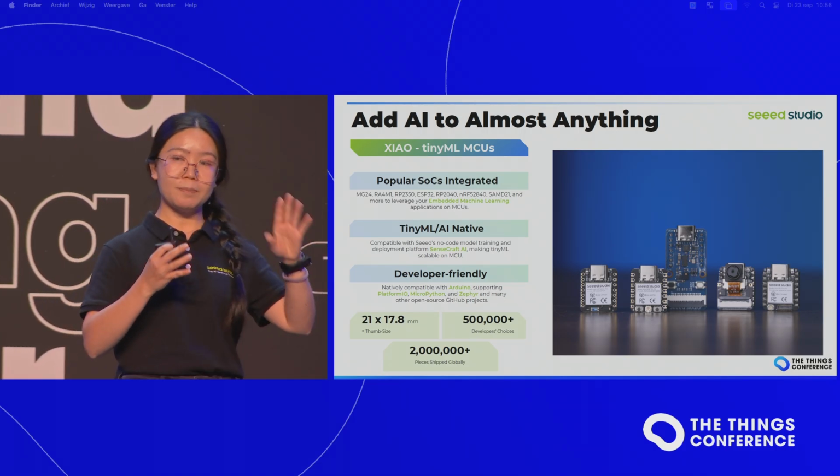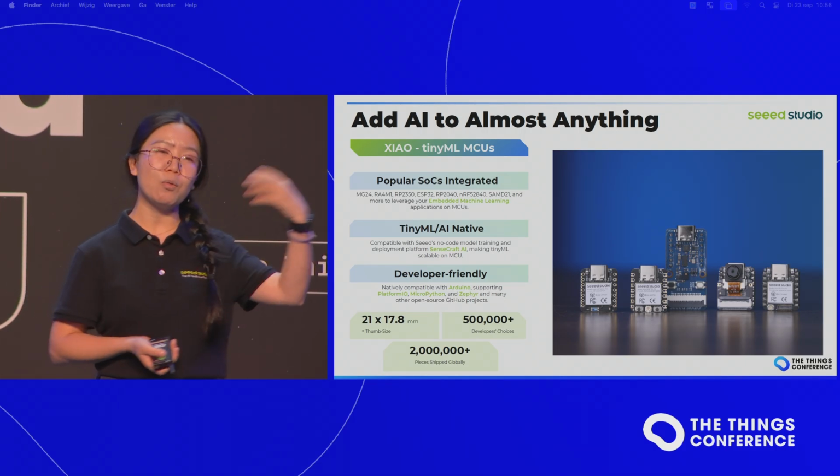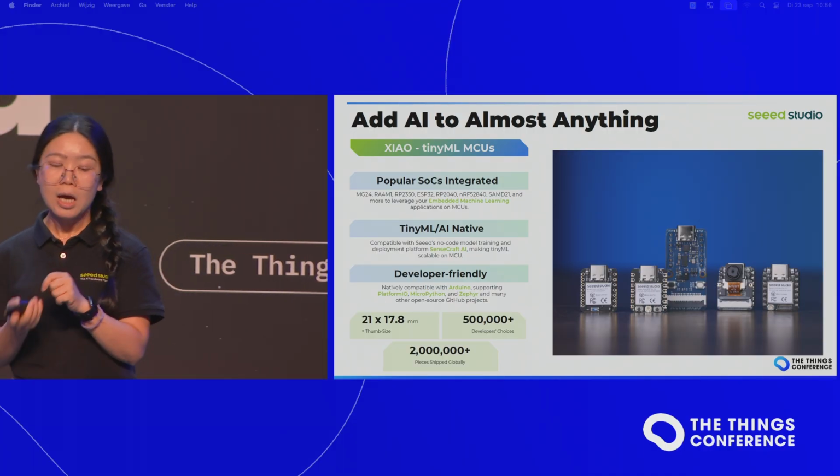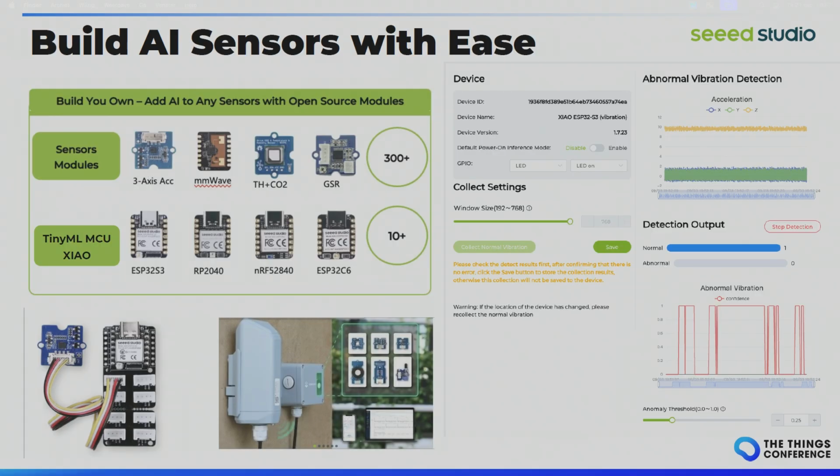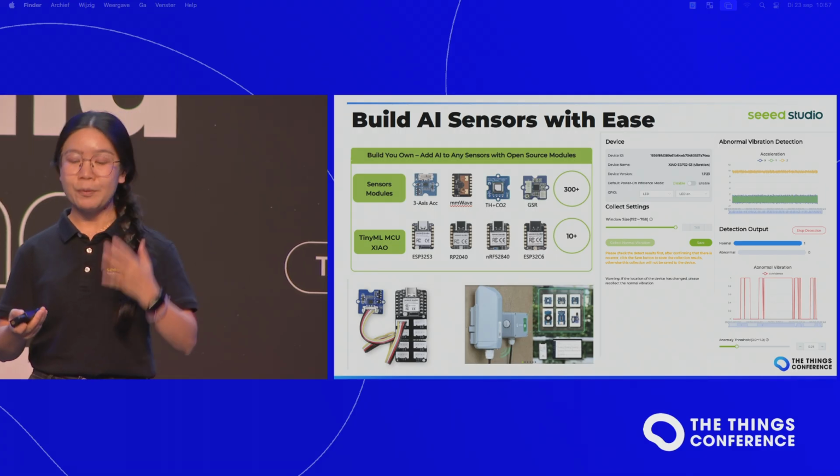So I mentioned vision and sound. How about others? Maybe you want other data, not only vision and sound. So we have this series of products, the Xiao microcontrollers. They allow you to train your own model. We call it adding AI to almost anything, but of course not everything needs AI. If you do need AI, this is what you can do with hardware that allows you to train your own AI model. On the software side, we have a platform called SenseCraft AI that allows you to deploy or train your model very quickly.